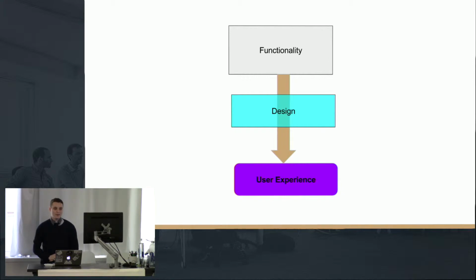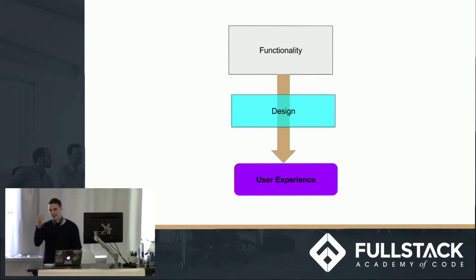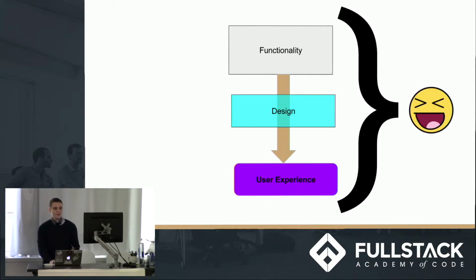This is how I think about UX in a nutshell. We have the functionality of the app. Then we have the design, which the functionality is filtered through, and then it ends up as a user experience, and somehow this results in happiness. So that's a good idea of it, but we are programmers, and we are engineers by and large, so this is very qualitative. How do we quantify this?